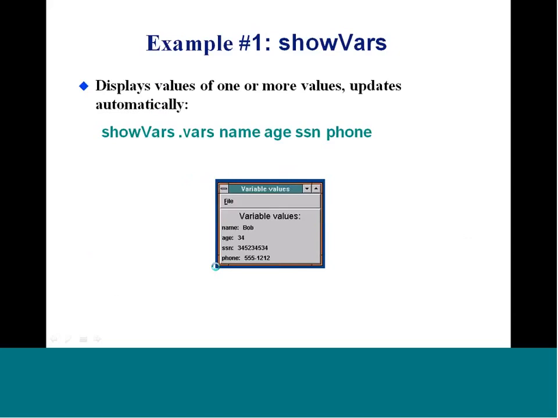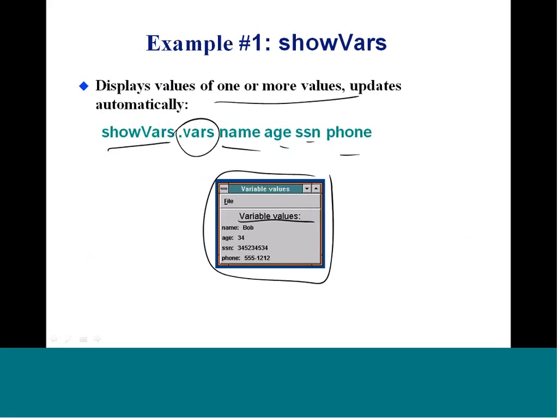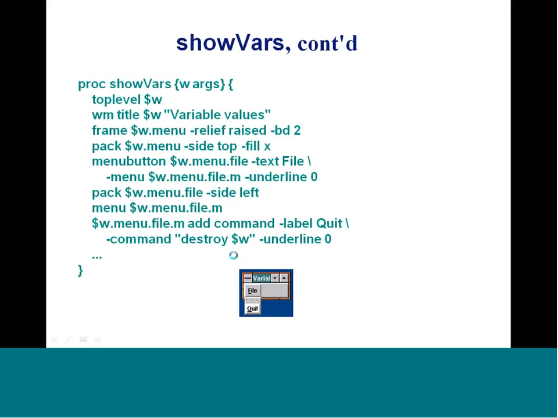Now here is a showvars command. This displays the values of one or more variables, and it updates automatically. Here we specify showvars .vars and then name, age, SSN and phone. It displays the variable values, and in that window it shows the name, which is Bob, age 34, social security number, and also a phone number. So these are some of the other commands.